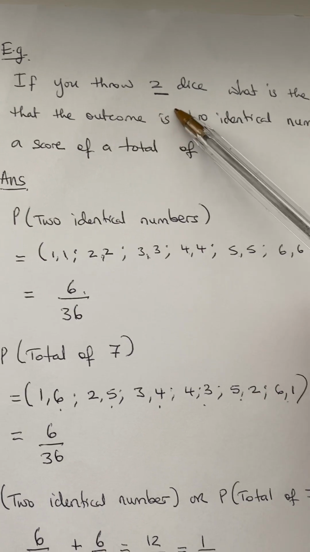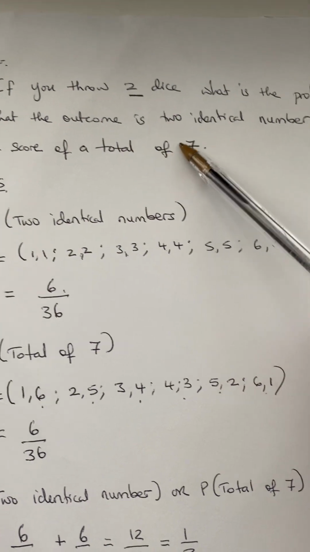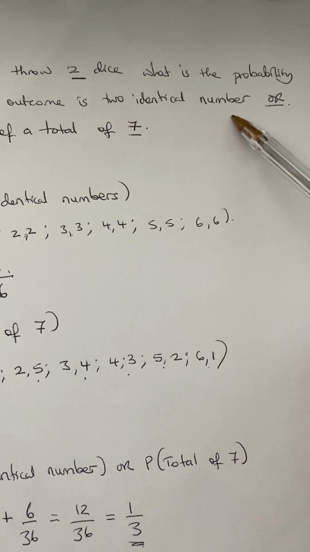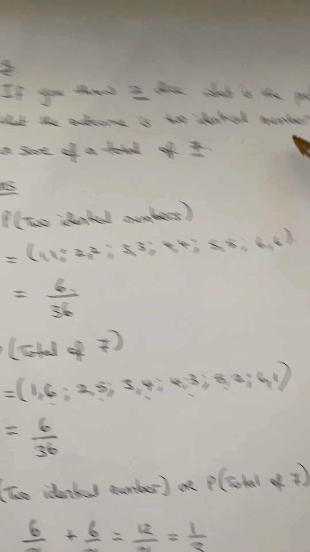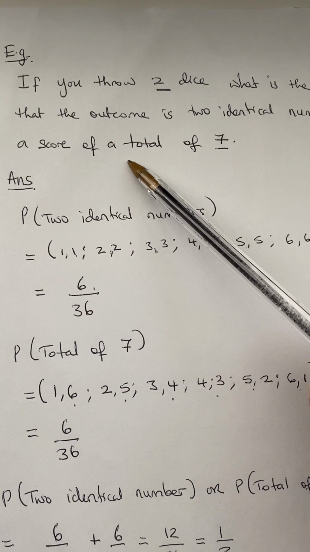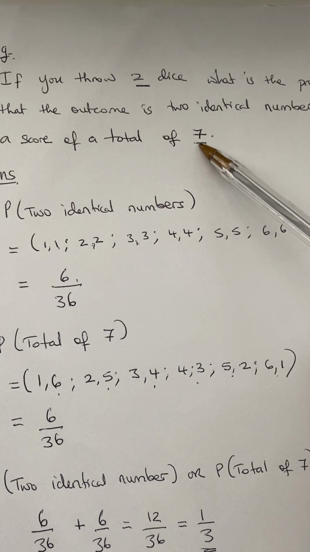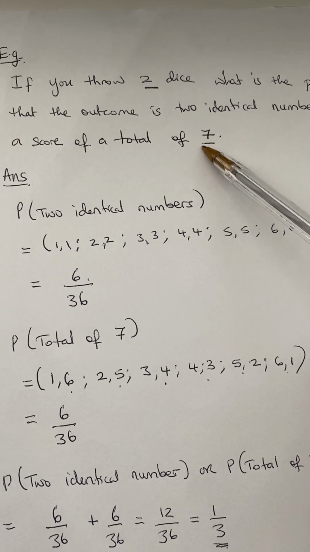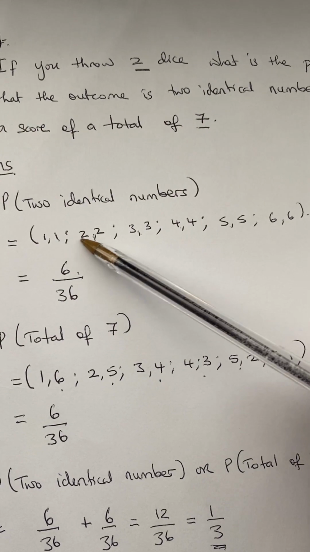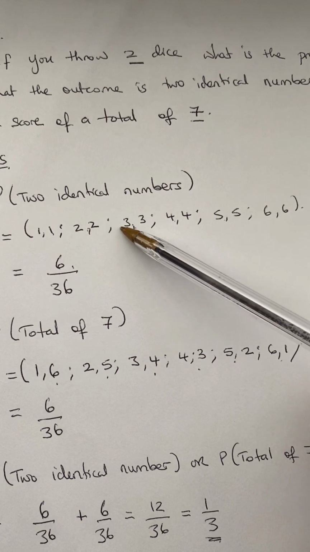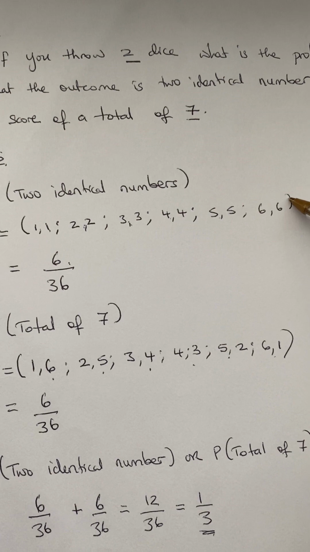So if you throw two dice, what is the probability that the outcome is two identical numbers, or a score of a total of 7? Two identical numbers is 1 and 1, 2 and 2, 3 and 3, 4 and 4, and 5 and 5.